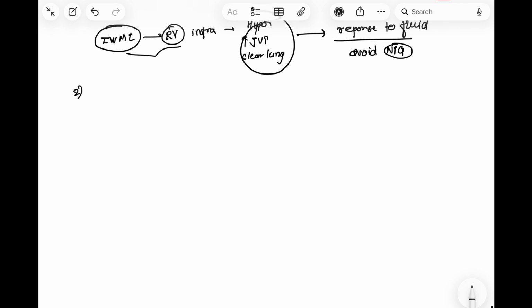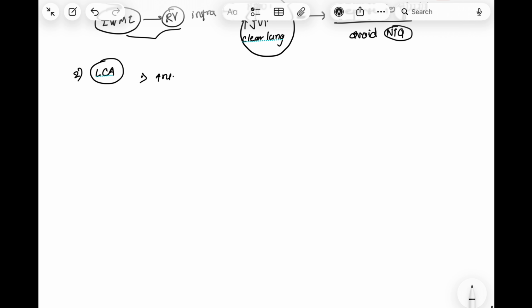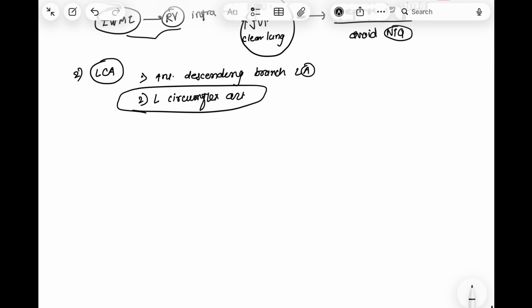Now the second blood vessel is the left coronary artery. The left coronary artery has two branches. The first one is the anterior descending branch of the left coronary artery, and the second one is LCX, the left circumflex artery. The left circumflex artery supplies blood to the lateral wall. In case of occlusion of the left circumflex artery, we will be getting lateral wall MI, and the leads in which we are going to get ST elevation are I and aVL.